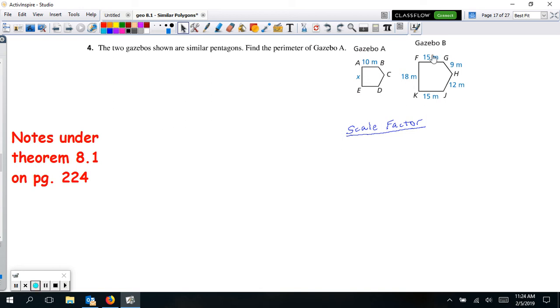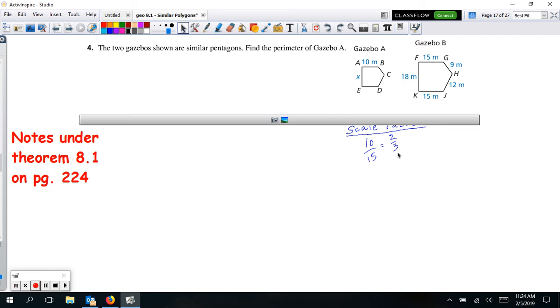So now I can take this AB and put it over this FG for the scale factor. That's going to be 10 on the top and 15 on the bottom. And so we simplify that down to 2/3. So our scale factor would actually be 2/3. Alright, well, this bar got in the way here. Sorry about that. Just a scale factor.